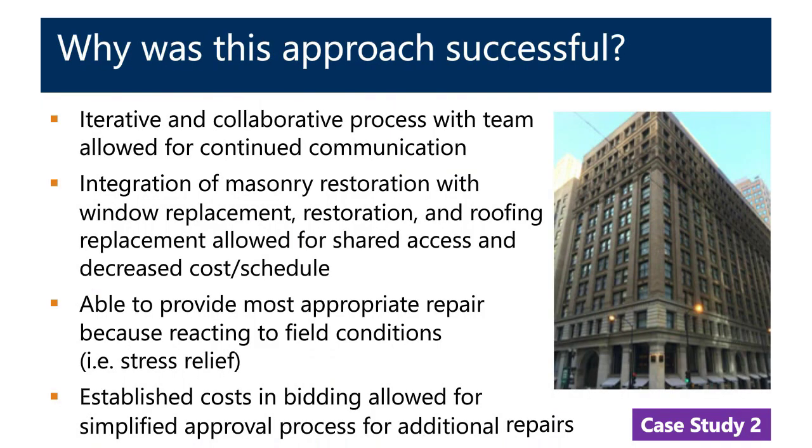So why was this approach successful for this building? Here, it was an iterative and collaborative process with the team, which allowed for continued communication. The integration of the masonry restoration with the window replacement and restoration and roofing replacement allowed for shared access. The window restoration contractors here actually used the swing stages that the masonry contractors were also using, which allowed for decreased costs because of a reduced schedule.